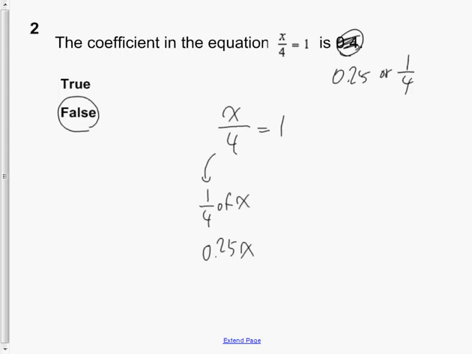So when we talk about how much of x you have, that's what the coefficient does. It tells you how much of x you have. And you don't have 4x. You don't have 4/10 of x. You have a quarter of x. So your coefficient is a quarter, or 0.25.